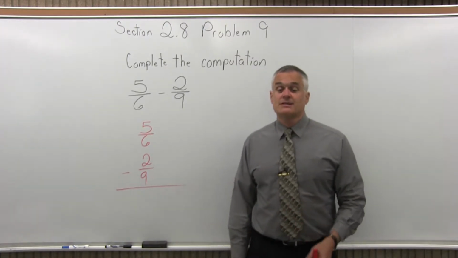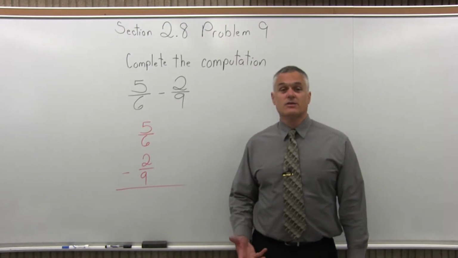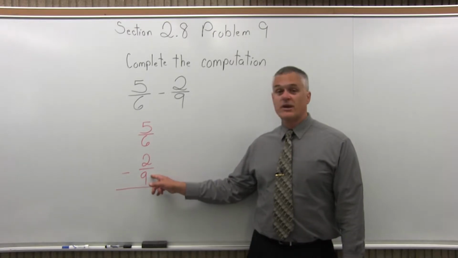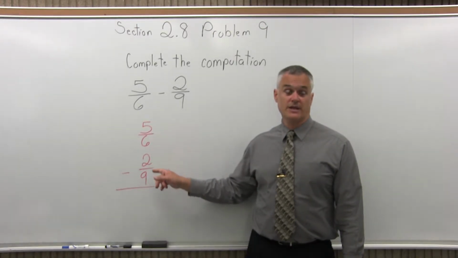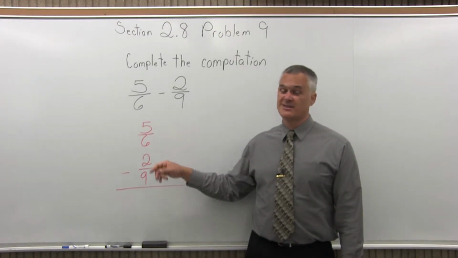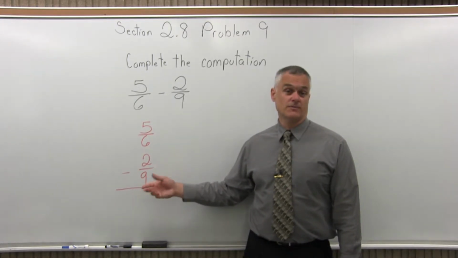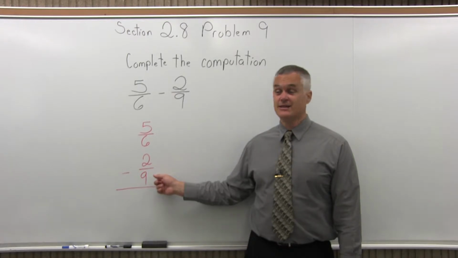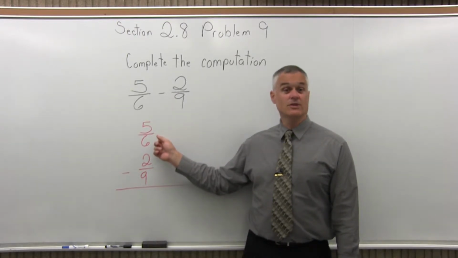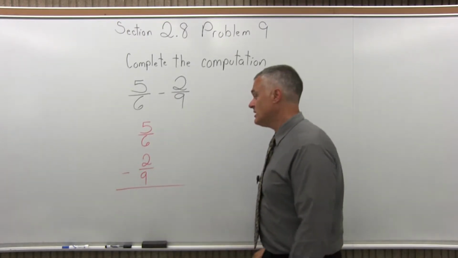Now, 6 and 9, two different denominators, so what I like to do is start with the larger denominator, ask myself if the smaller one will divide in evenly. Does 6 divide into 9 evenly? It does not. So next, take the larger denominator and double it. So if you double 9, you get 18. Now, will 6 divide into 18 evenly? It will. 6 goes into 18 3 times.